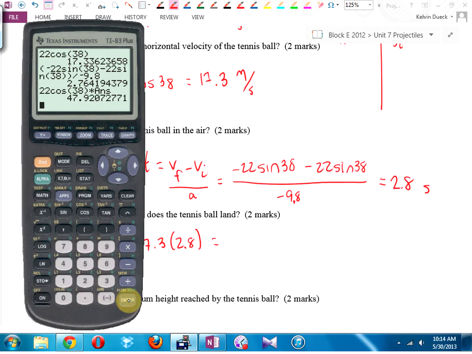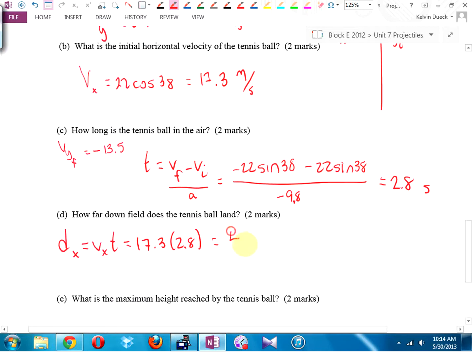47.9, is that what you get? You might get 48. Is that right? Yeah? I'll go 48 meters.